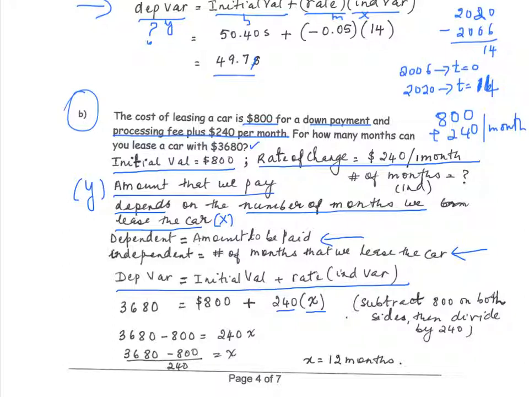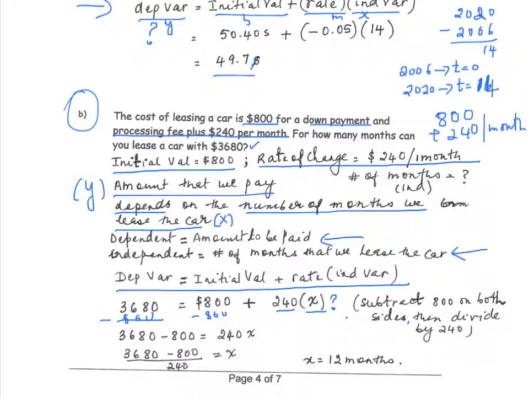Setting up this equation, y equals mx plus b, the rate is 240. x is the independent variable. We don't know what it is, the number of months that we're going to lease it. We have a total of $3,680. Solving for x in this equation, x is the only unknown. We first subtract 800 from both sides. That's how it goes always.